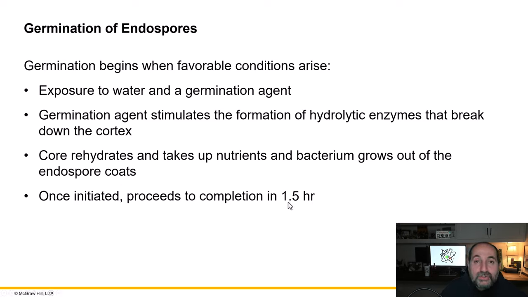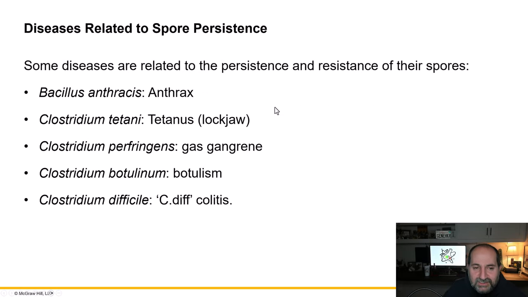So again, when good conditions, moist and nutrient-rich conditions return, those dormant endospores can germinate and grow out to form vegetative mother cells again. And again, remember, it's the genus Bacillus and the genus Clostridium that are capable of making endospores, only those two genera of bacterium.